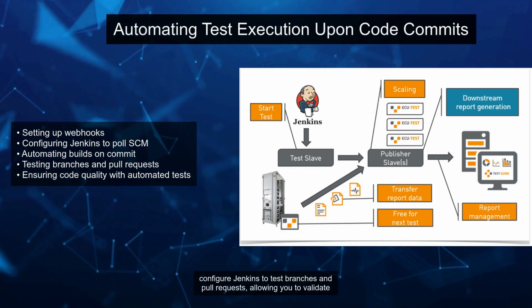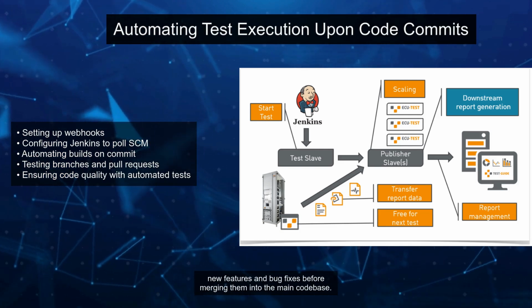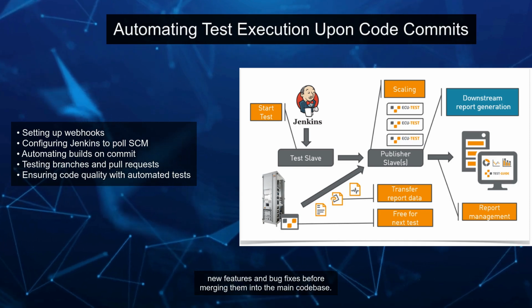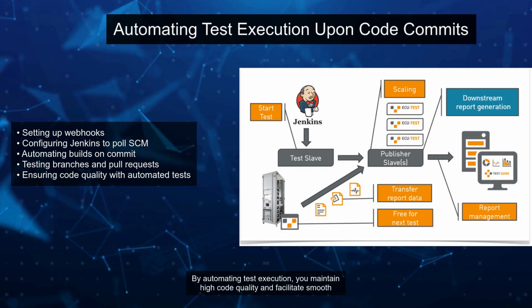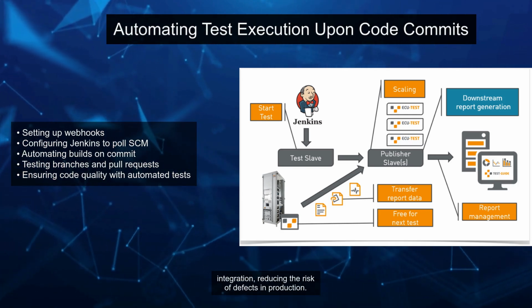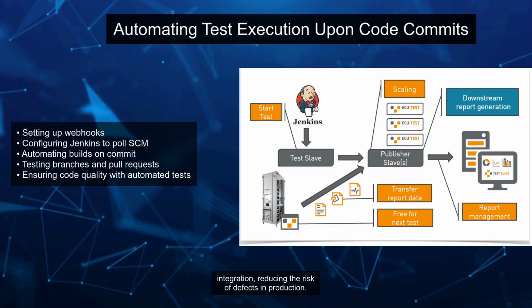Additionally, configure Jenkins to test branches and pull requests, allowing you to validate new features and bug fixes before merging them into the main codebase. By automating test execution, you maintain high code quality and facilitate smooth integration, reducing the risk of defects in production.